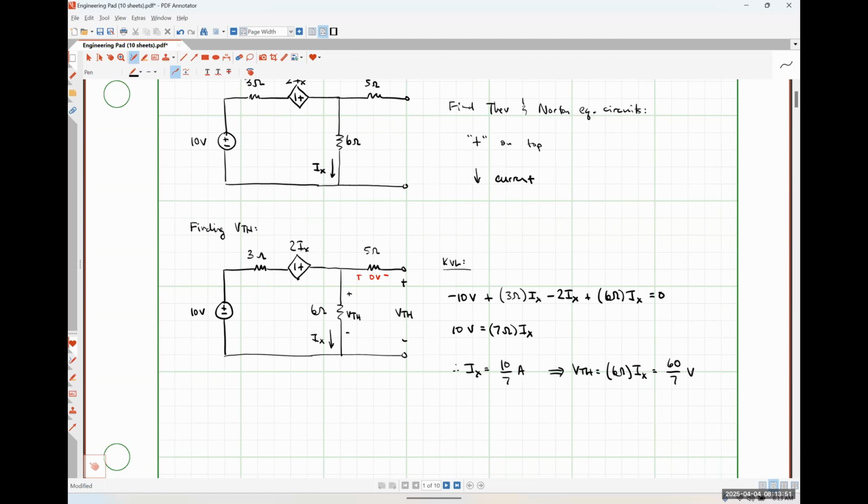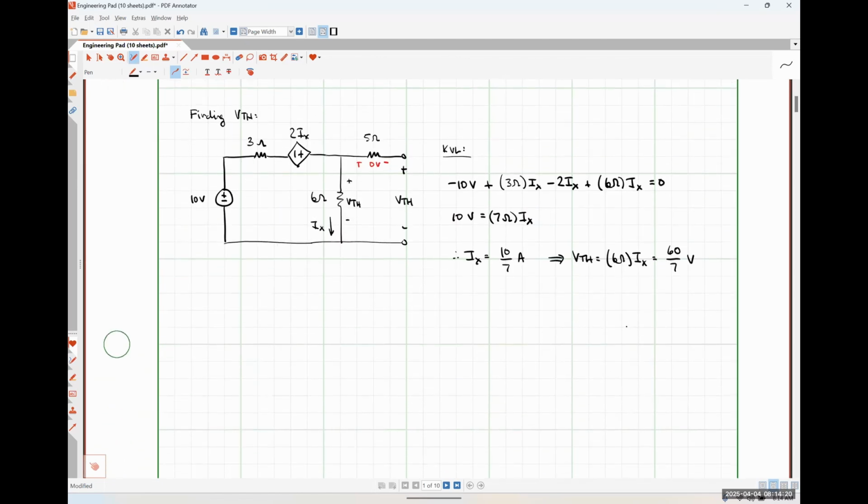Well, I'm not assuming it's a resistance, but because it is a current controlled voltage source, that 2 has units of volts per amp, which is the same thing as an ohm. So dimensionally, it behaves kind of like a resistor. So any questions, comments, concerns about how we solve for VTH here? All right. So now let's find I Norton.